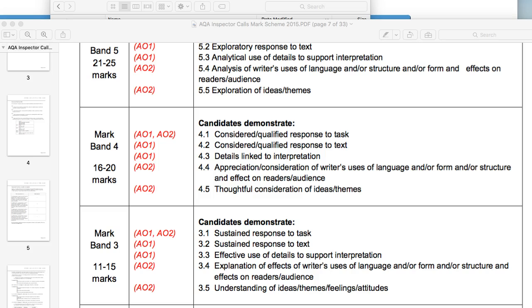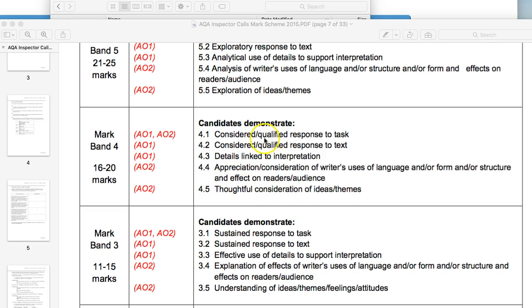If we just jump into the AQA mark scheme and look for a best fit, is this a sustained response to the task? Well, yes, it is. You've written over 900 words, which is incredible. Is it considered? Yes, you've considered it quite well. Are the details linked to interpretation? Yes. Have you looked at the writer's language and form and structure? Now, well, you've definitely looked at the language all the way through, and you've had some thoughtful consideration of ideas and themes. So you probably got all of that.